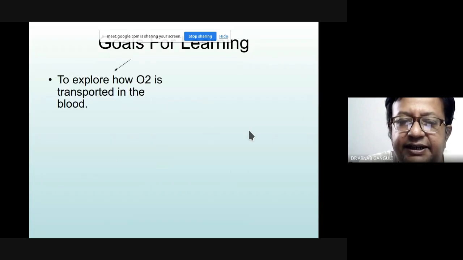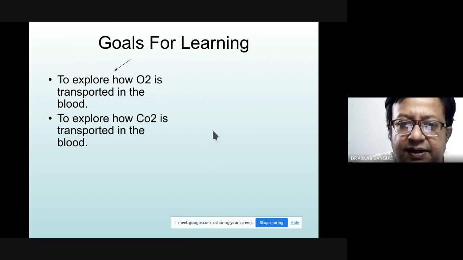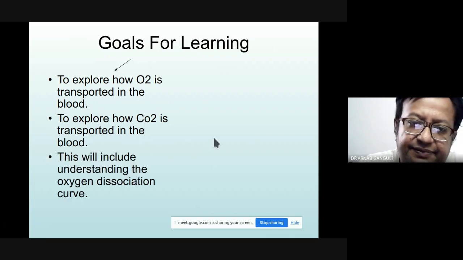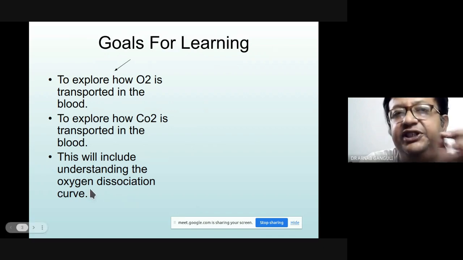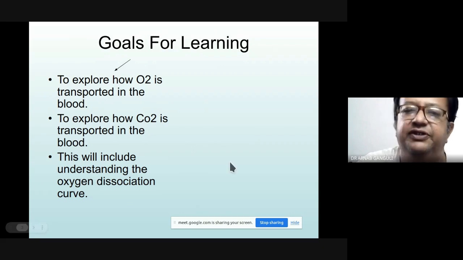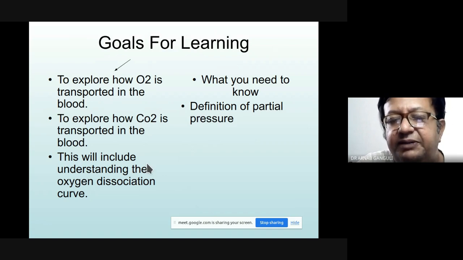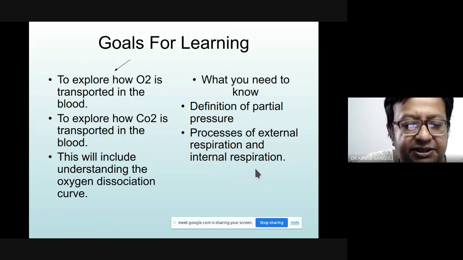So basically, we have to study how O2 is transported in the blood. The first part is the goals for learning. Then you have to explore how CO2 is transported in the blood. So this will include understanding of the oxygen dissociation curves. Questions come on the oxygen dissociation curve. So what you will need to know is the definition of partial pressure, and the process of external respiration and internal respiration.